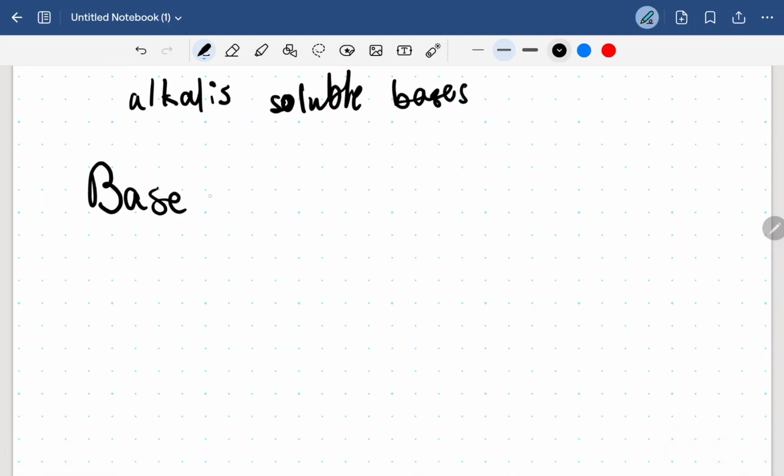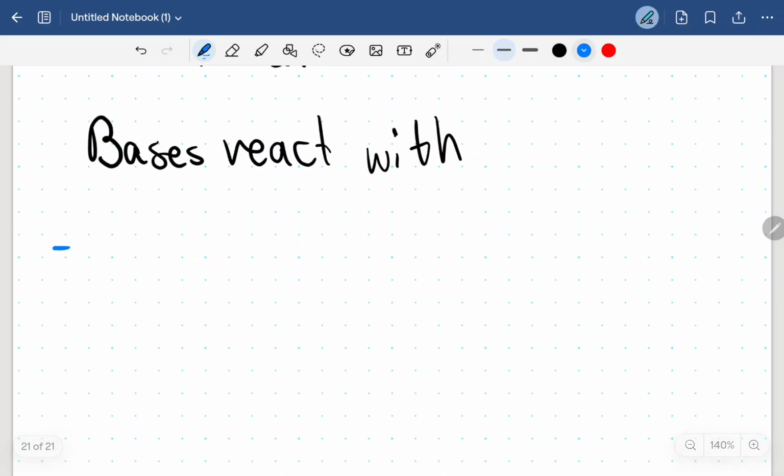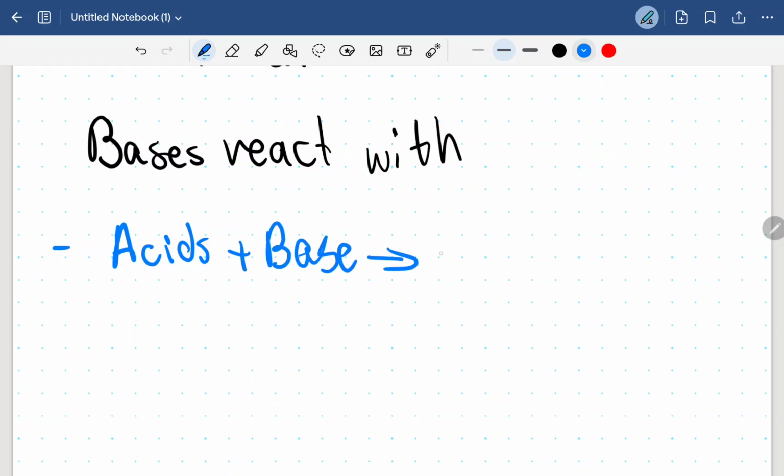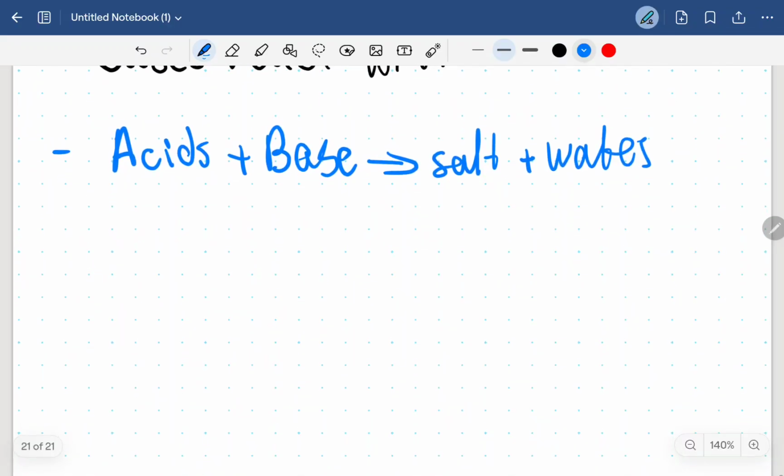Bases react with, I'm bored of the color to be fair, so I'm gonna change it to blue. One, they react with acids, like we said before in the acids. Acid plus base will give off salt and water. And it's called a neutralization reaction. Now then, I'm not going to rewrite this because we already explained it up with the acids.